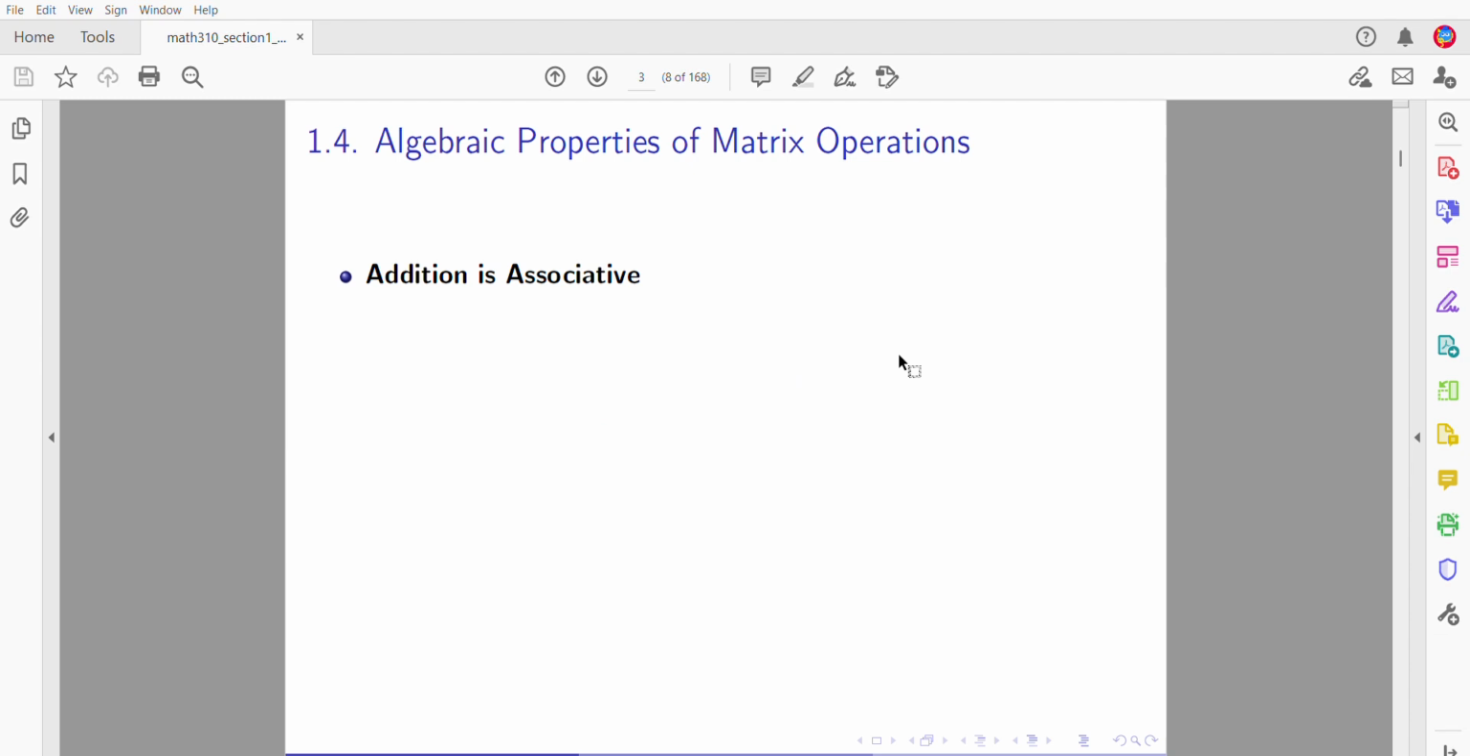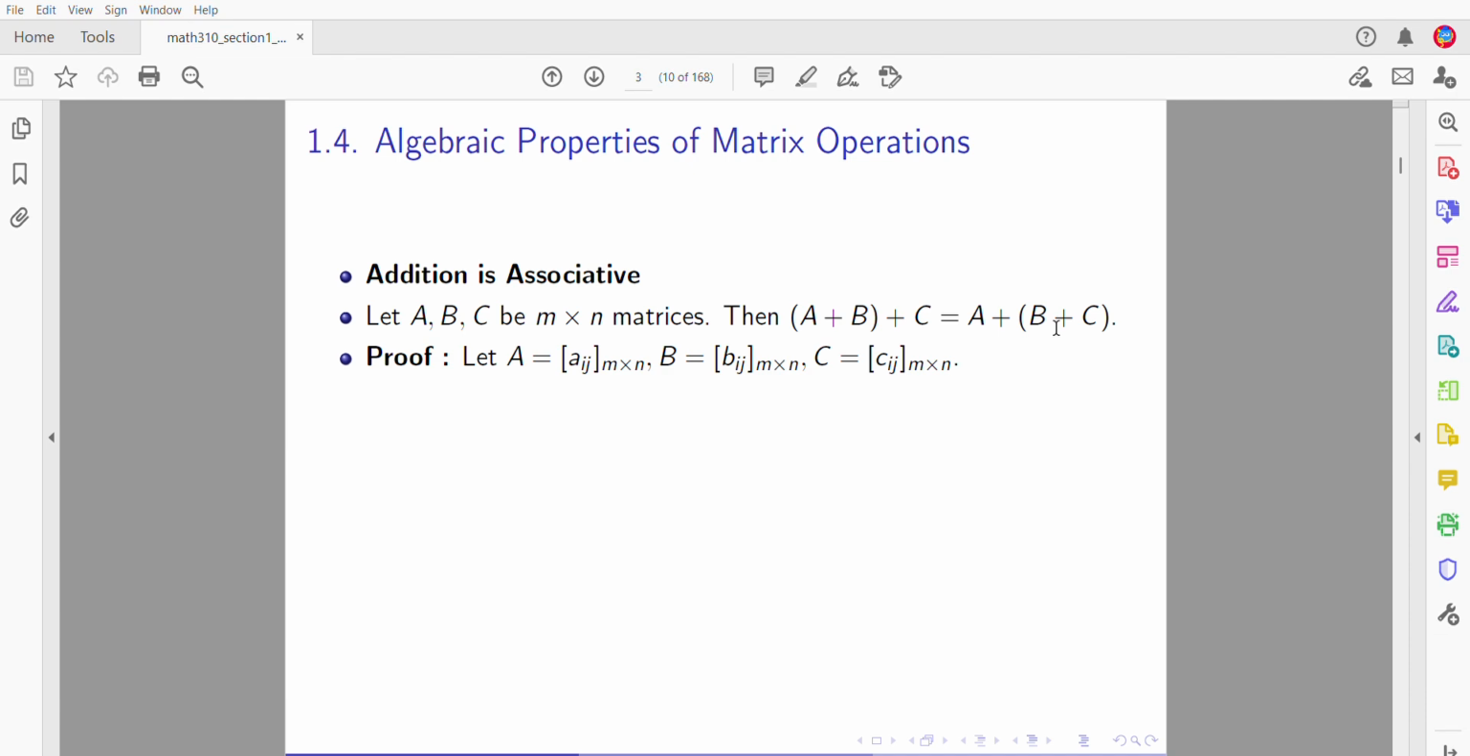Likewise, matrix addition is associative. Let A, B, C be m by n matrices. They should all be of the same dimension. Then parenthesis A plus B plus C is A plus parenthesis B plus C. What this means is, you first add A and B, you get a result, add C to it. Compare that with first adding B and C and adding A to the left and checking whether the two sides are equal. Here is the proof.